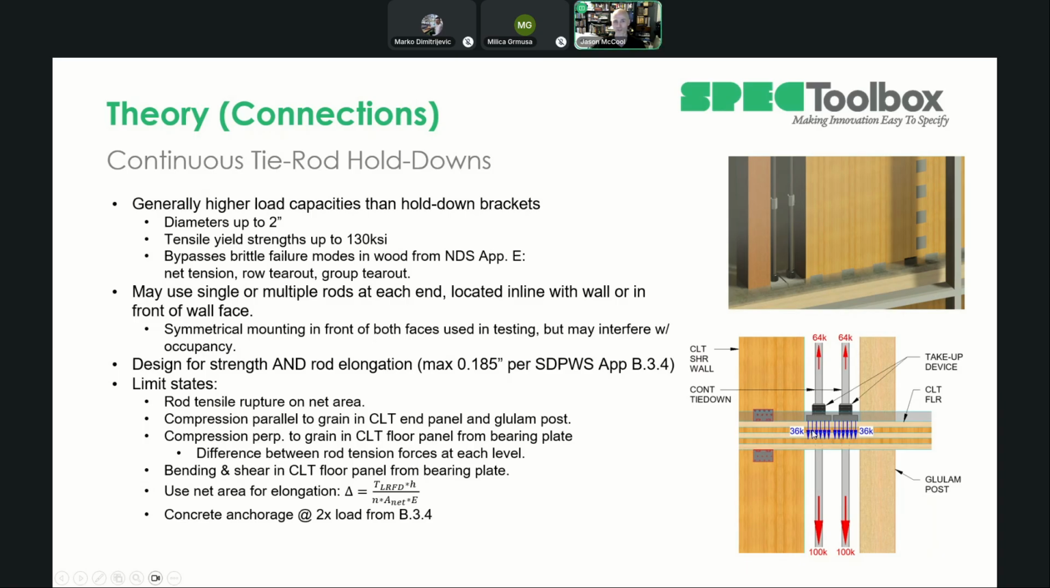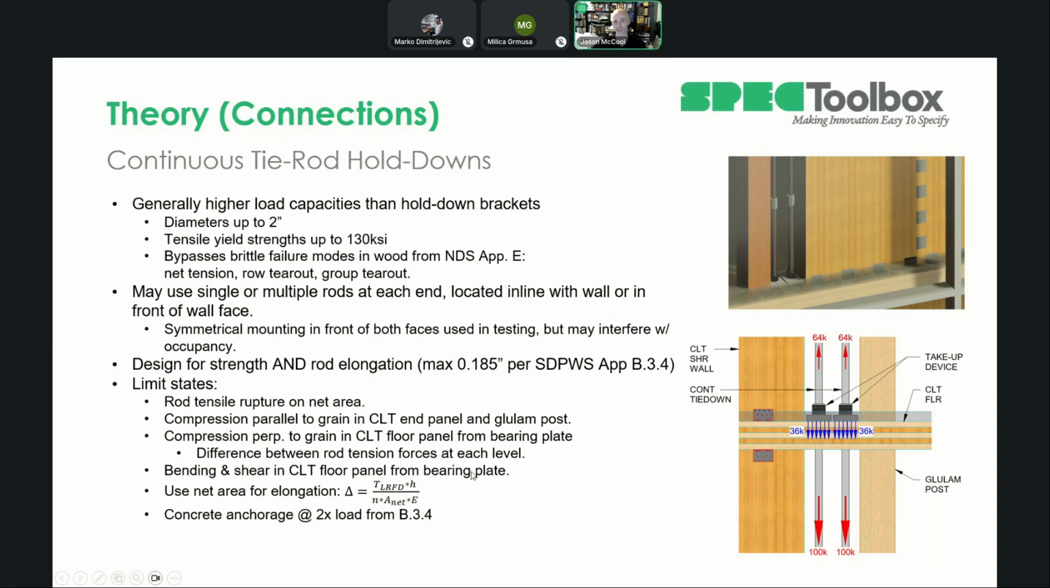Shear, usually not so much. By the time you account for the compression perpendicular to grain, the shear usually takes care of itself. That, and you're using a 5-ply panel minimum anyway, so the shears are usually not going to govern. You're also using the net area for elongation of the rods, and really for that, it's the E of the rods that is limiting you. And then the length. So going up on strength doesn't really help you on that. So usually this will end up being a governing factor.